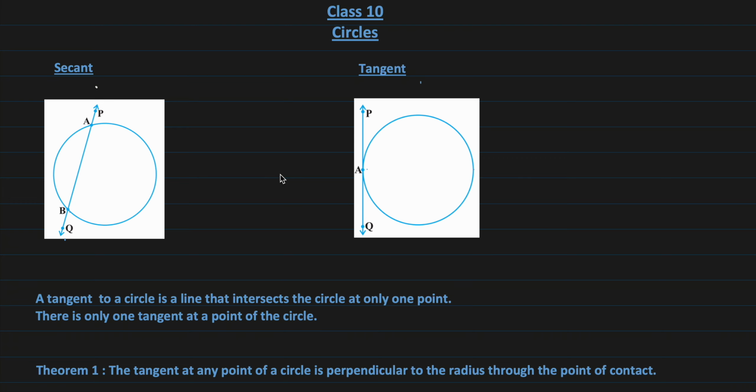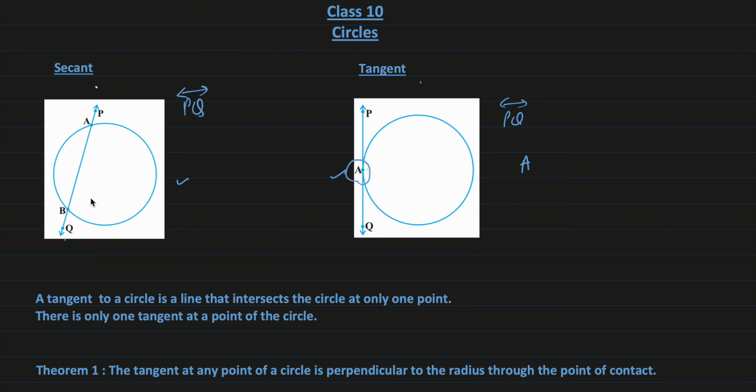Students, in this video we will be covering the topic circles, and we will learn the basic concepts and two theorems. So let us begin with the circles topic. Here you can see two circles drawn, and in these two circles there are two lines. One line PQ is intersecting the circle at two points A and B, and the other line is intersecting the circle only at one point, that is A.